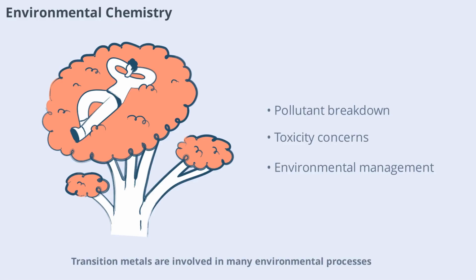Transition metals are involved in many environmental processes, both beneficial and harmful. They can act as catalysts in breaking down pollutants, but can also accumulate as toxic contaminants. Understanding their chemistry is key to managing their impact on the environment.